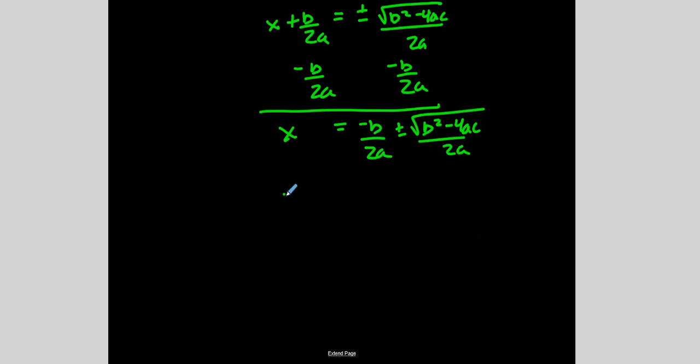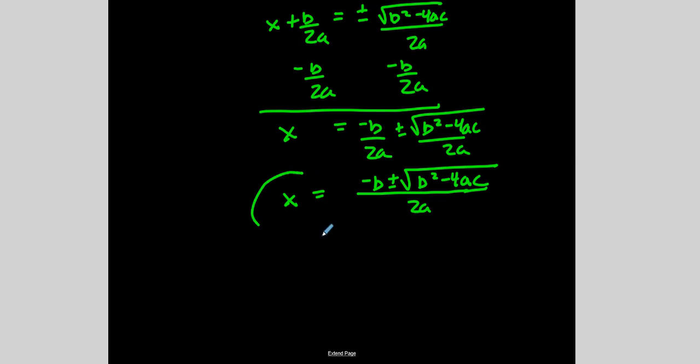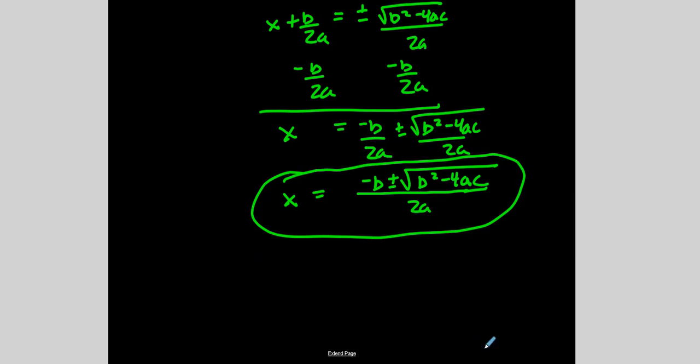Okay, so now my last step, I have a common denominator of 2a here, so I can put 2a as my common denominator, and I have negative b plus or minus the square root of b squared minus 4ac, and there is the derivation of your quadratic formula. And this concludes the video.